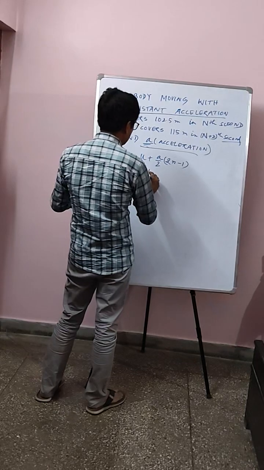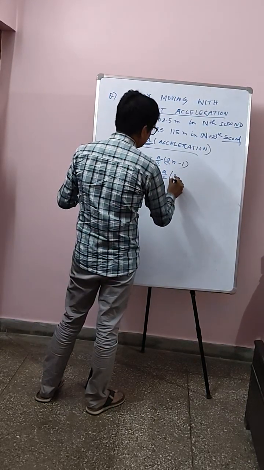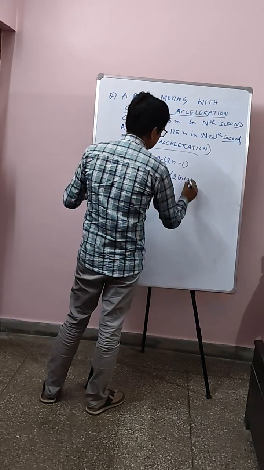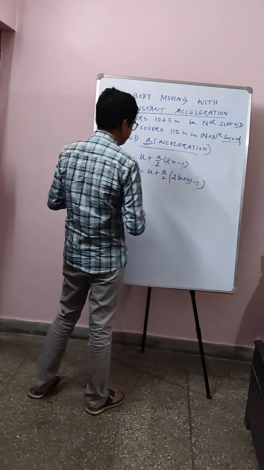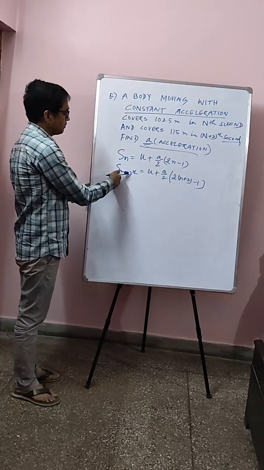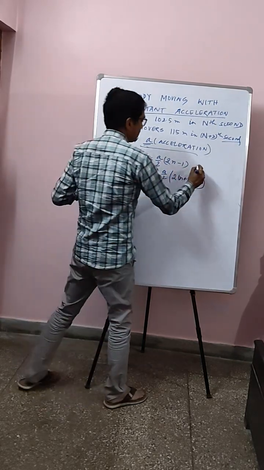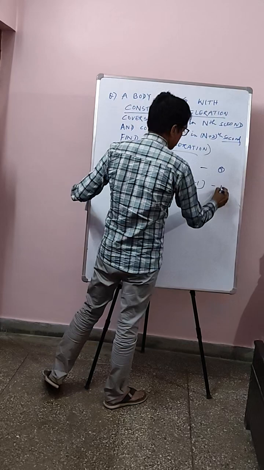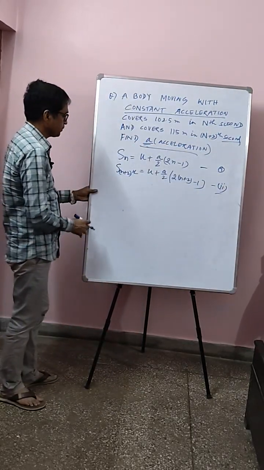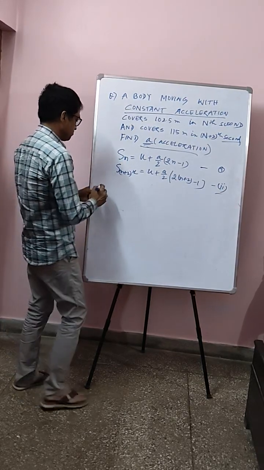S(n+2) equals u plus a by 2 multiplied by 2, and instead of n we put n plus 2, minus 1. This is the distance covered in the n plus 2th second, and this is the distance covered in the nth second. We write them as equation 1 and equation 2. So we subtract Sn from S(n+2).